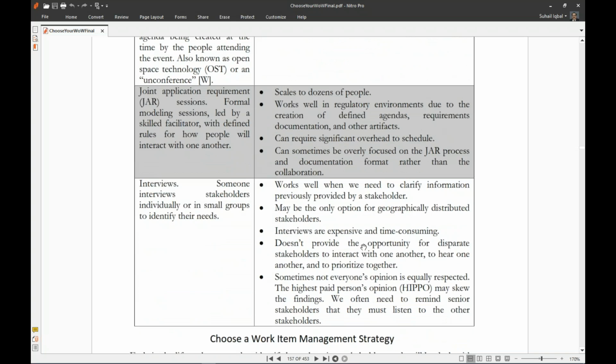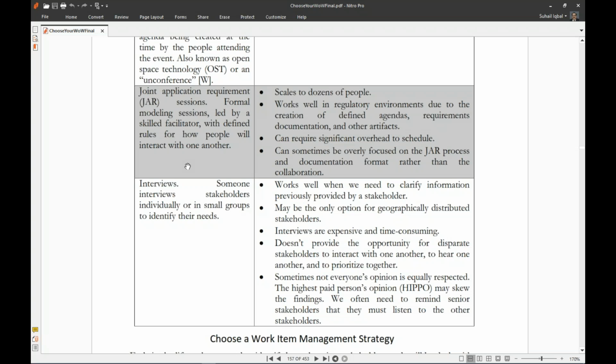Joint application requirements session, a formal modeling session led by a skilled facilitator with defined rules for how people will interact with one another. Sixteen to a dozen people. Works well in regulatory environments due to the creation of a defined agenda, requirements, documentation, and many artifacts.